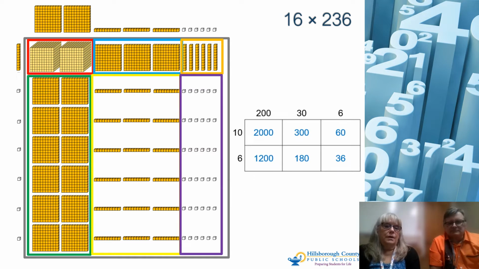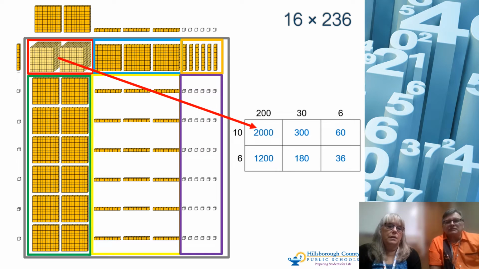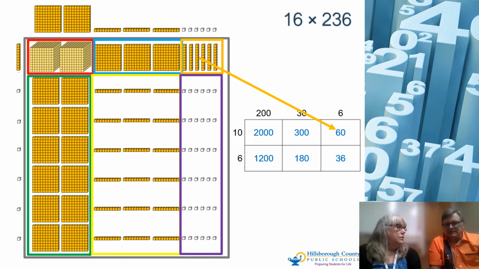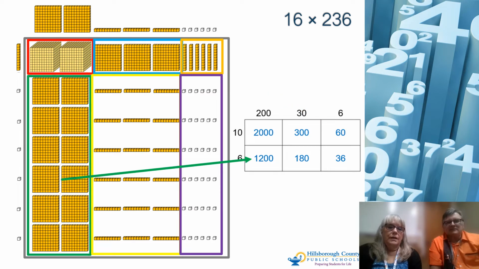If I look at an open area model, you can see those partial products in the sections of the open area model. Yeah. I can see the 2000, I can see the 300 when I multiplied 10 groups of 30. I can see the 60 when I multiplied 10 groups of 6. Here I have my 1200, 1800, and my 36. Right. Yeah, that's a nice connection to see from that.